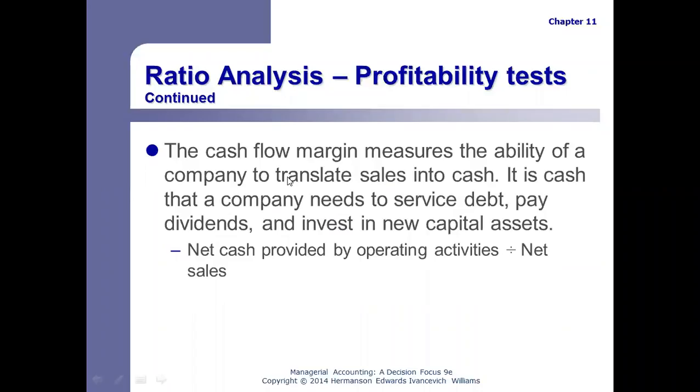Cash flow margin is your net cash provided by operating activities, and again, operating activities are your day-to-day operations. Take the cash that's generated from your day-to-day operations and divide by net sales. That gives you cash flow margin. So that is how much cash is being generated from your sales.